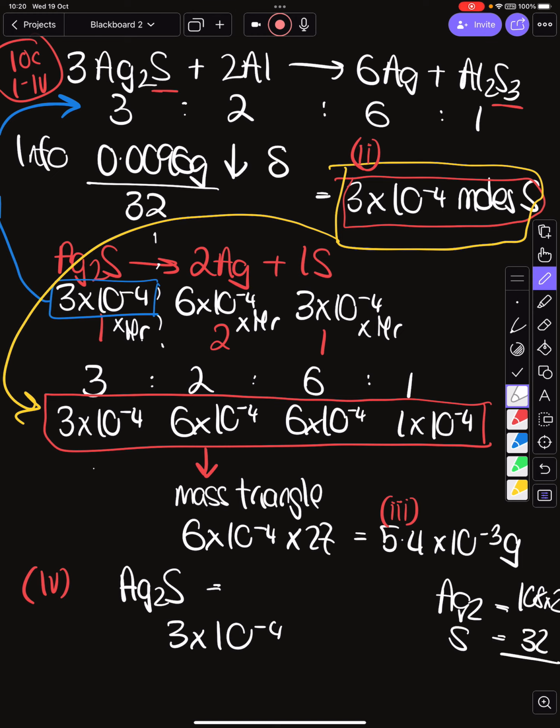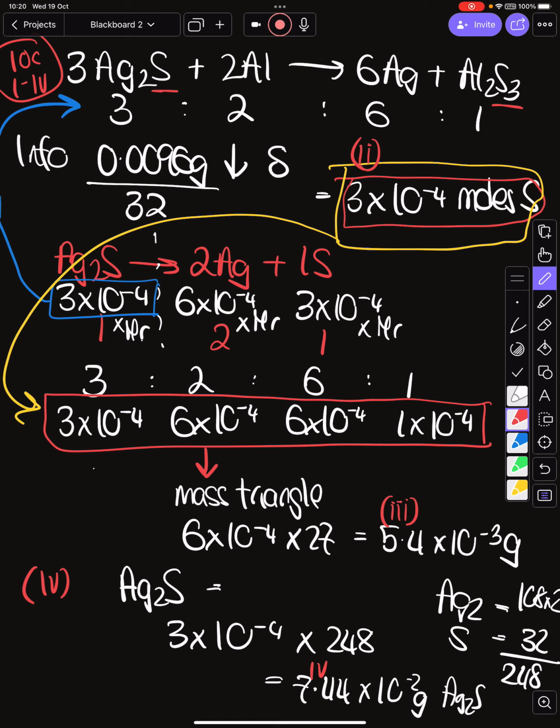So when I do these together, I should be getting 248. So I'm multiplying this by 248, and when I do that, I get 7.44 by 10 to the minus 2 grams of Ag2S. So that is my final answer for part IV. Okay.